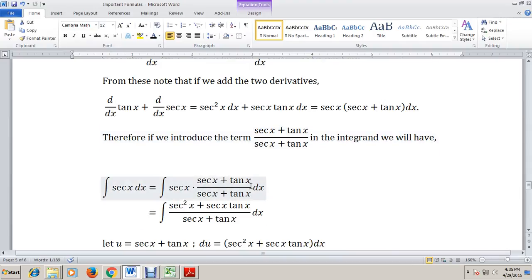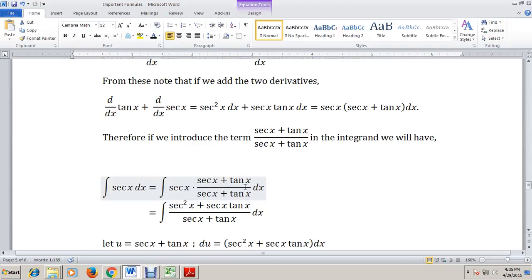Still, the overall value of this integrand is still equal to secant x. Why is it that this is still equal to secant x? It is because what we have introduced here is actually still equal to 1. So remember, this is a fraction, and if we divide a term such as 3 divided by 3, that is equal to 1. Since the numerator is the same as the denominator, this is actually equal to 1.